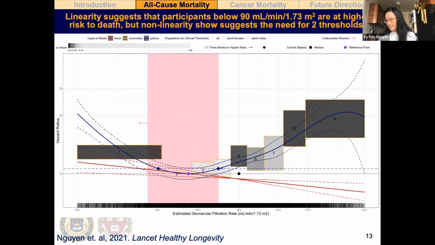When we look at the shape of the association and compare the current clinical thresholds with this, this example shows that instead of only considering being lower, we need to consider 2 bounds: being lower and being higher both lead to increased risk for mortality.